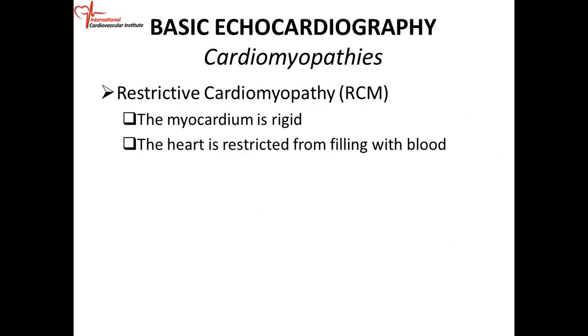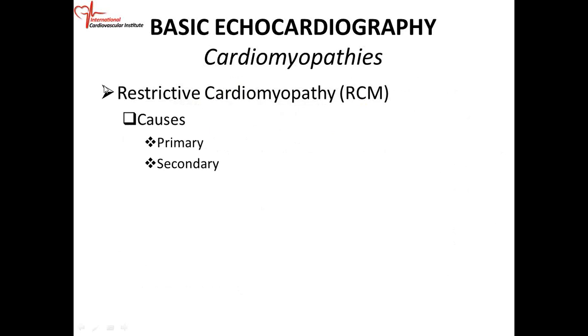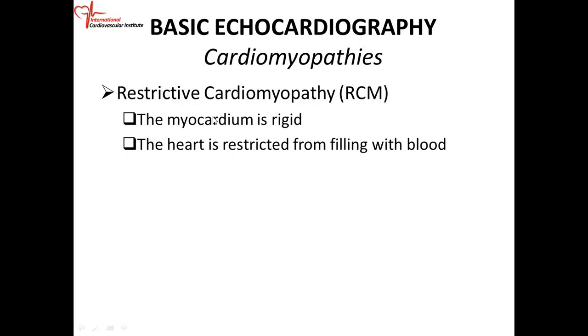Okay. All right. So the other cardiomyopathy is your so-called restrictive cardiomyopathy. So when we say restrictive cardiomyopathy, that is the heart muscle is usually infiltrated with something. One of the most common ones is amyloidosis. So because of the infiltration of the myocardium, it becomes rigid. It's non-compliant. Okay? It's rigid.